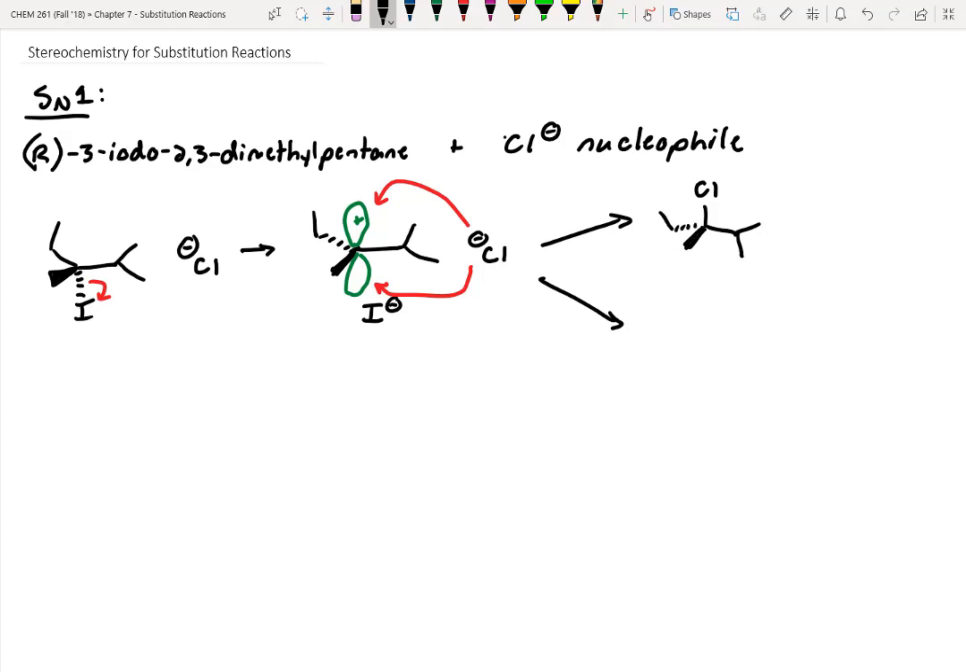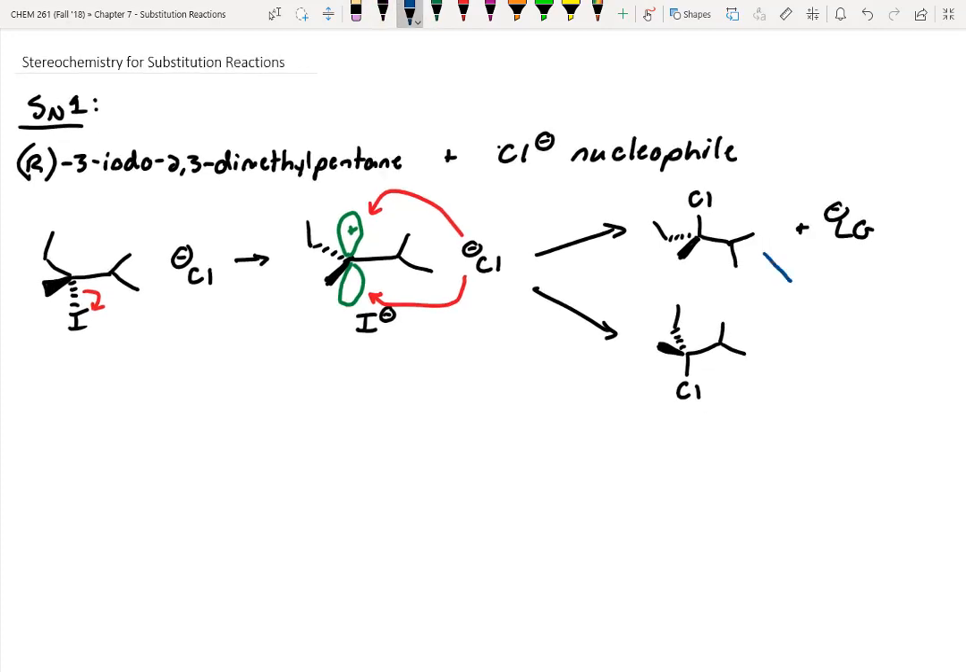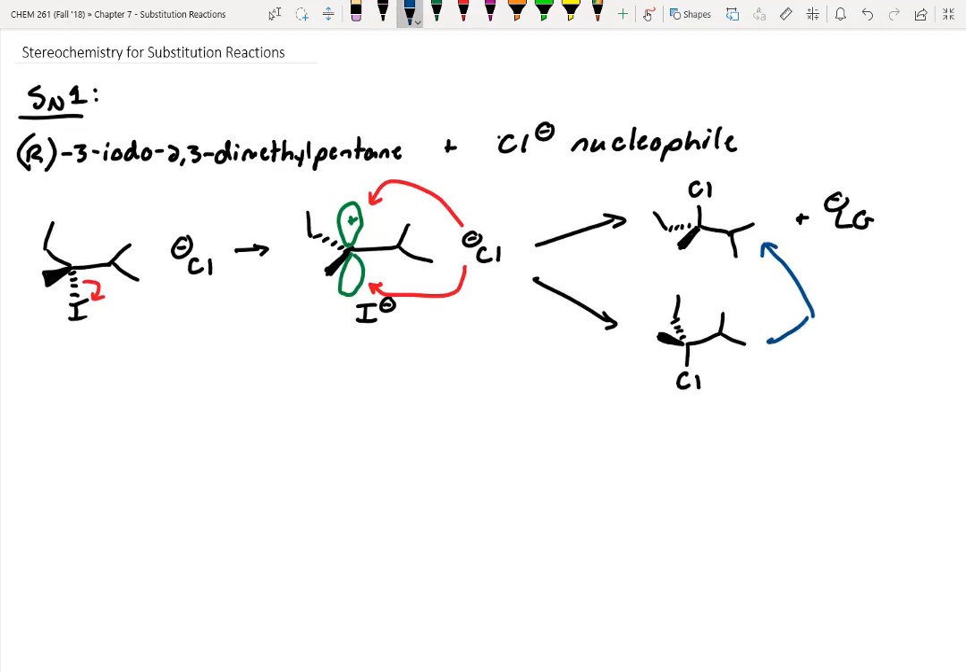Right, so the chlorine could attack from the top, and our leaving group could be hanging out over here, or our chlorine could attack from the bottom, and our chlorine could be right there. What's the relationship between both of these? Are they enantiomers, stereomers, constitutional isomers? Are they identical?